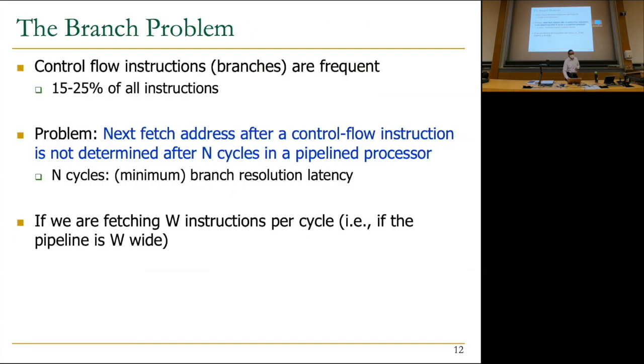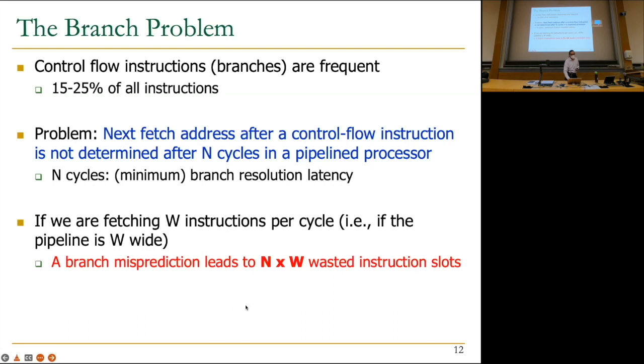If we're fetching W instructions per cycle, this is superscalar now. W is the width of the superscalar processor. If the pipeline is W wide, branch misprediction leads to n times W wasted instruction slots. So if you mispredict the branch, n times W instruction slots are wasted. You couldn't utilize them. You may have fetched wrong-path instructions into all of them, actually.